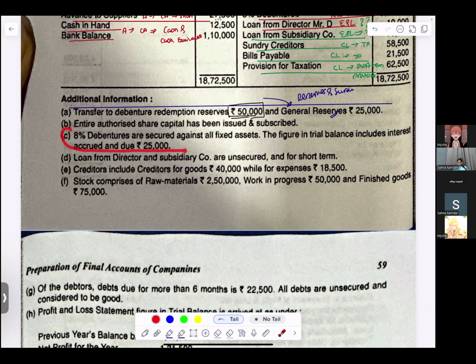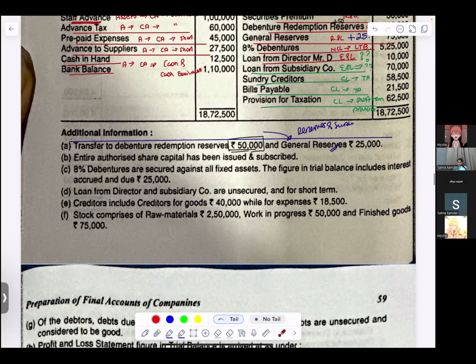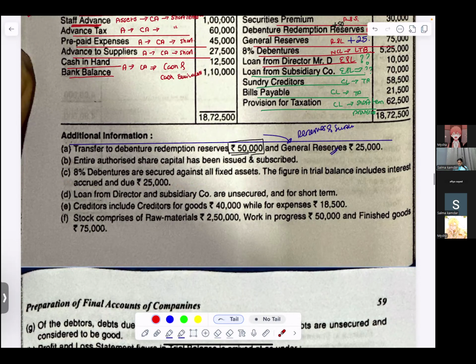8% debentures are secured against all fixed assets. That figure in trial balance includes interest accrued and due 25,000. Now tell me what will happen. Debentures are secured against fixed assets. That means you've taken a loan, but you've given a collateral security on this loan. What will happen for this? Do you need to show it as a notes to account because it is a material item?